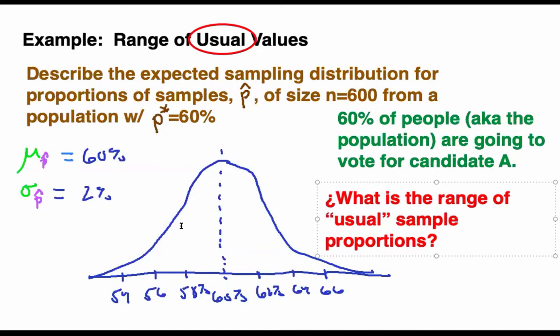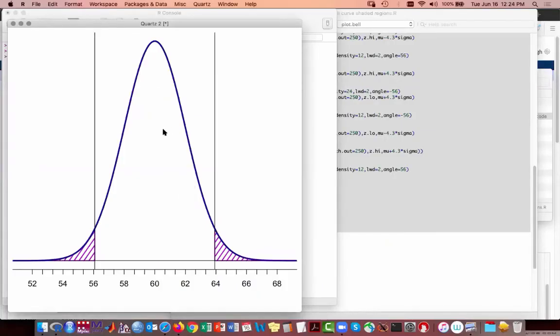All right, so let me go ahead and bring up my bell curve drawer. Let's say we want the middlemost to be the middle 95%. We want the middlemost 95% of values. I'm going to go ahead and plot this. So here is the plot that we want to actually analyze. So we want to know what is the range of proportions.